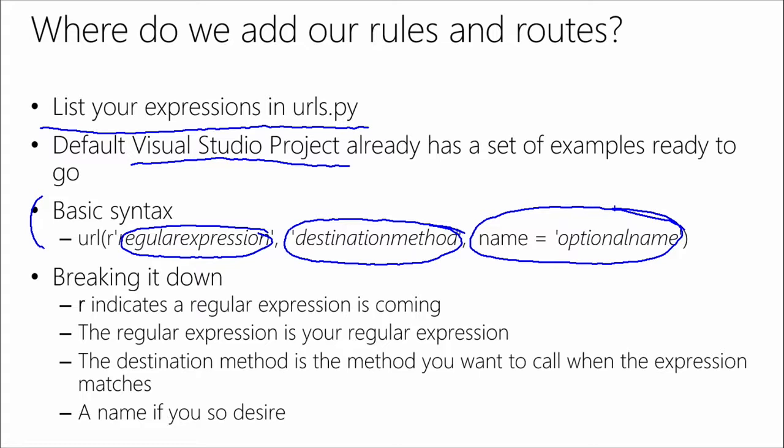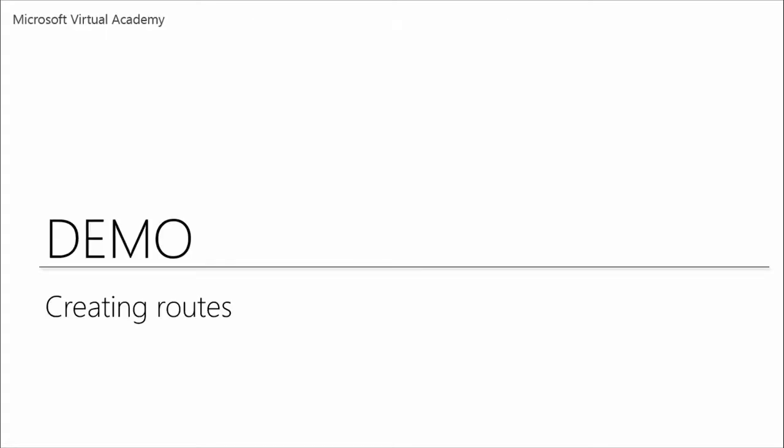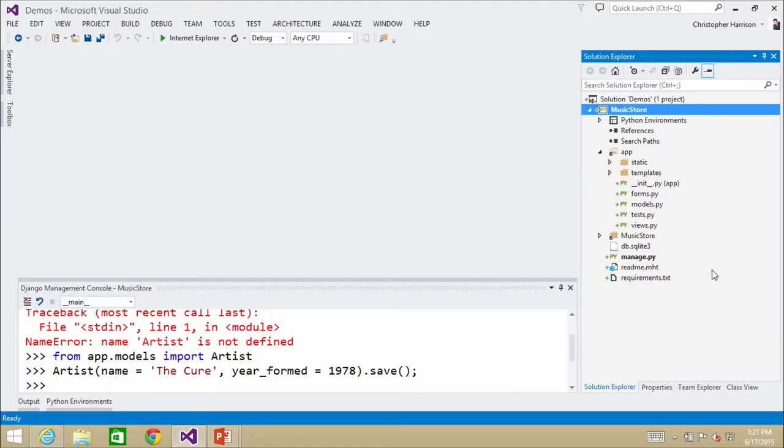Or to break this down a little bit further, that r, which has to be there, tells Python that a regular expression is coming. Then we have the regular expression that we want. And then the destination method is the one that we want it to match. And then, like we said, a name if we so desire, which can be very helpful for testing purposes later. Now, what happens if it has parameters? Well, we'll come back to that in just a moment, but we will be able to also add in parameters. This is just going to be a little bit of syntax for that. OK, but first, let's go ahead and take a look at a basic URL.